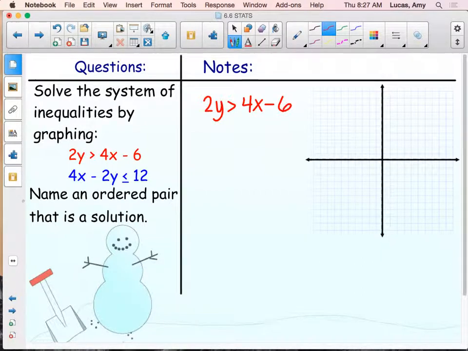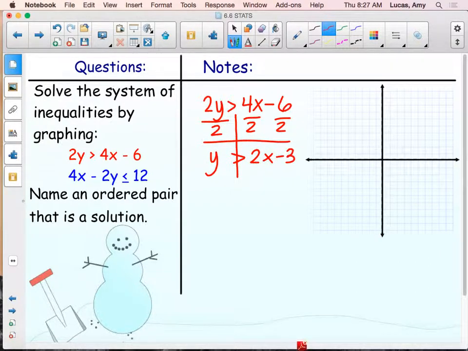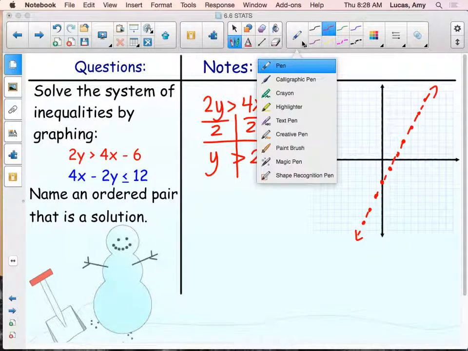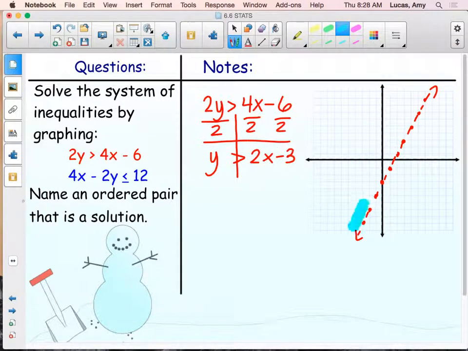All right, then this last one, before we see a couple of different situations. This last one, on the red line, I would have to divide by 2. So it's 2x minus 3, so down 3 for my intercept, up 2/1 for my slope. And this is a dashed line. And it's greater than, so it's shaded above.